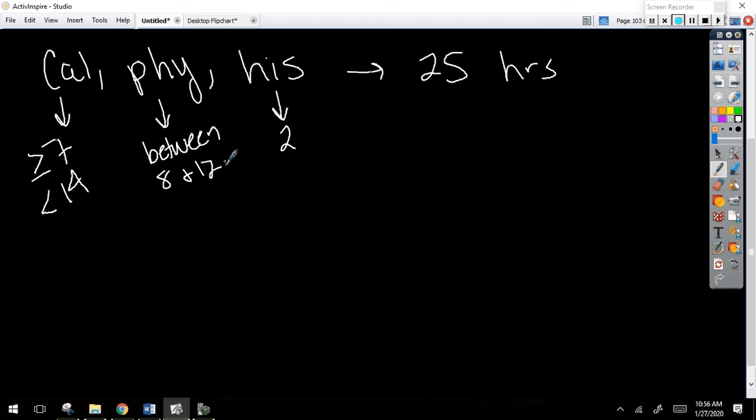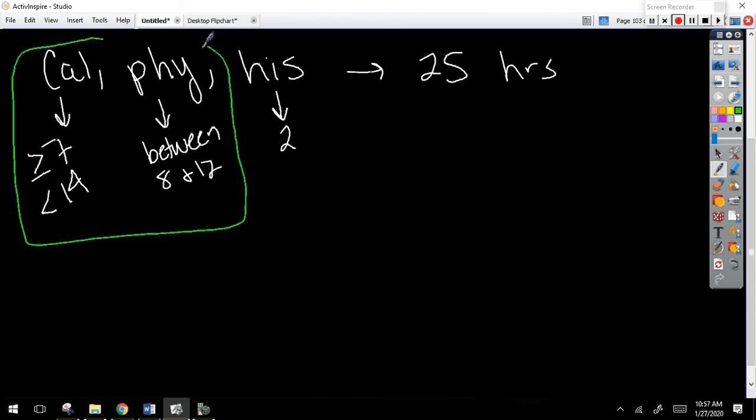Write and graph a system of inequalities to represent this. She already knows that she's studying 2 hours for history, so I can take that out. There's no varying on that. So really what I'm looking at is calculus and physics for a combined total of how many hours? 23, right? Because we're taking this 2 hours out, so we're going to say 23 hours.